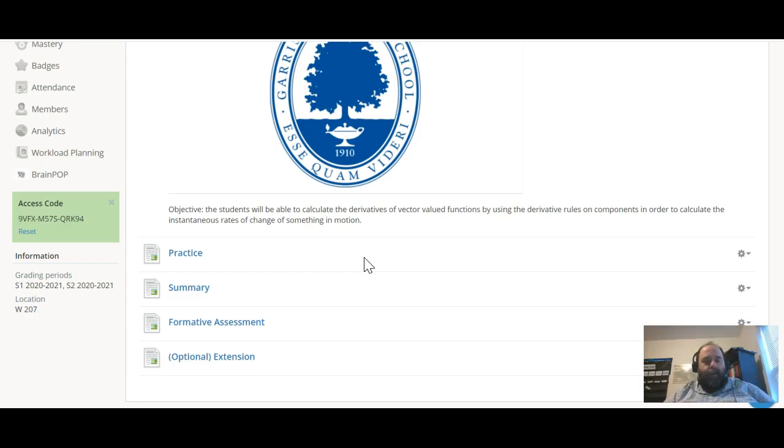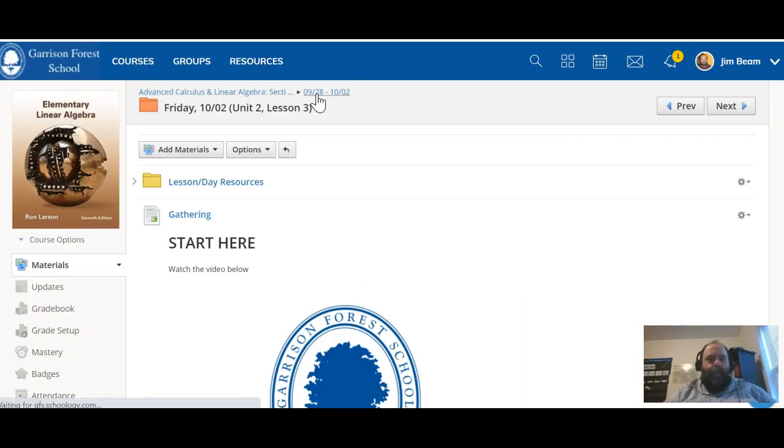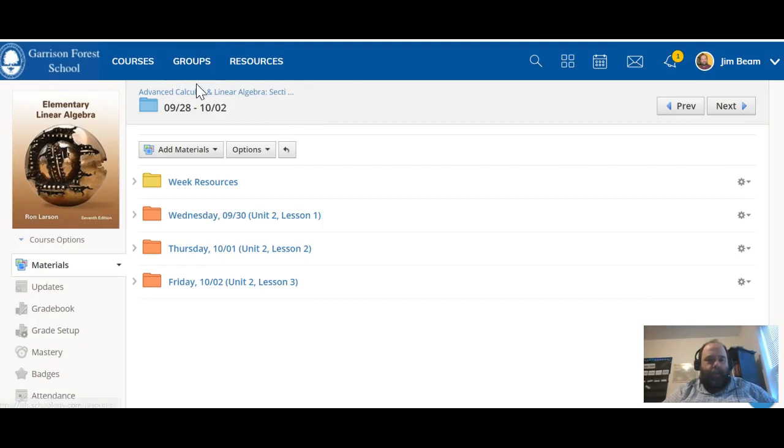Right, so there is no additional formative assessment. I did throw one new activity in the Khan Academy class that's associated with this, so that's an extension piece if you so choose. That is always optional, right?